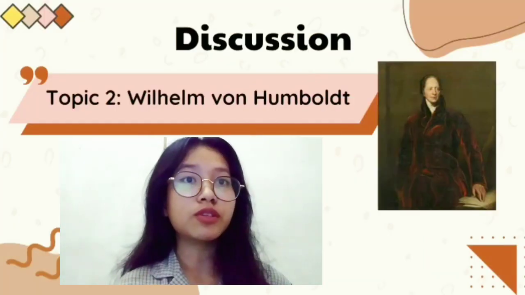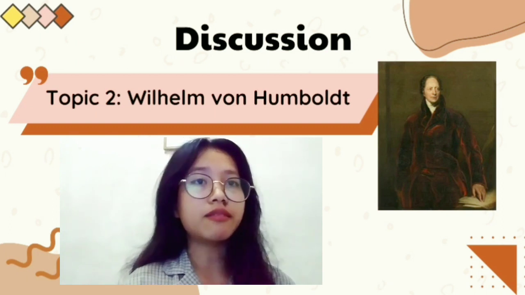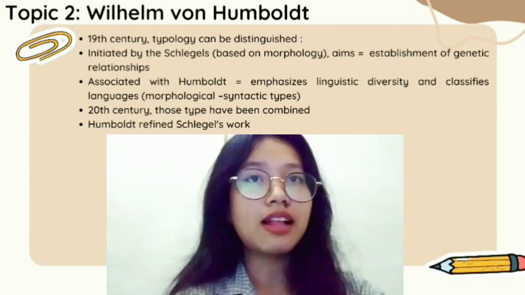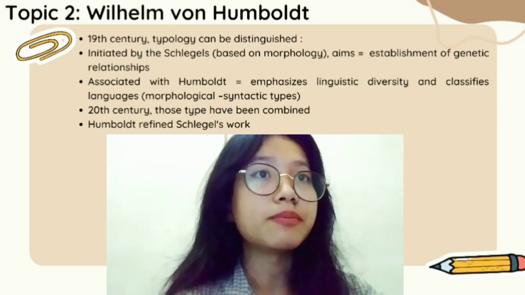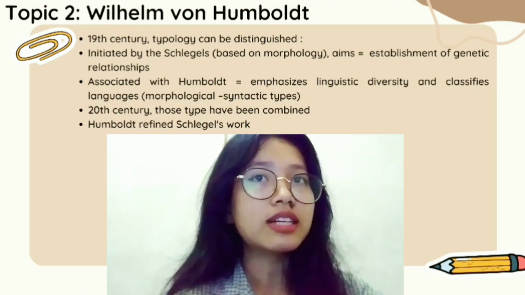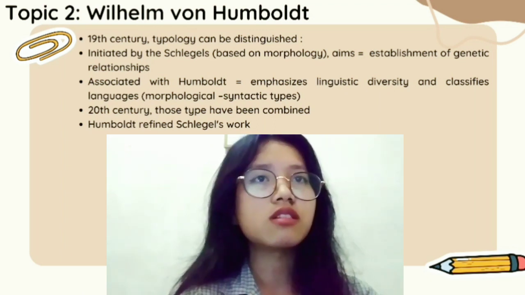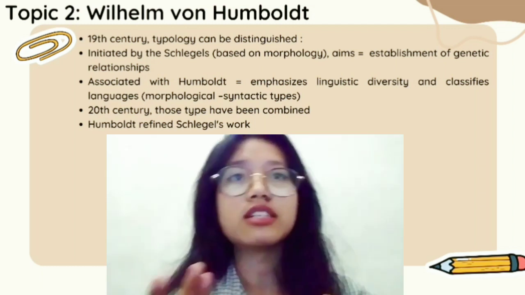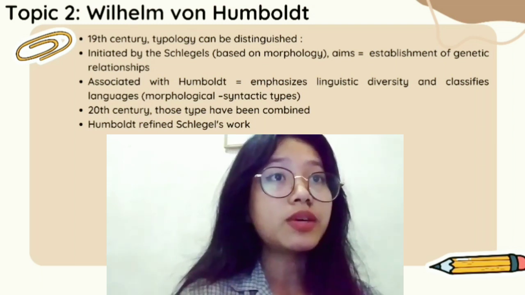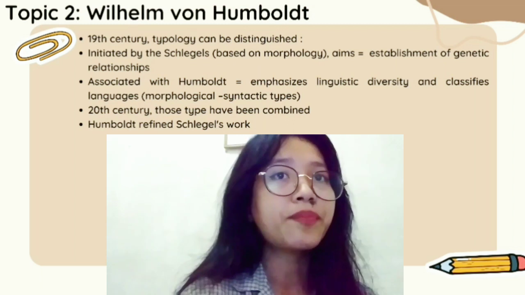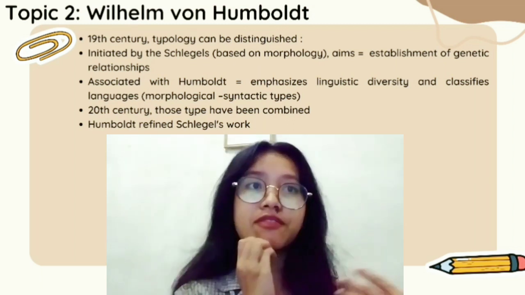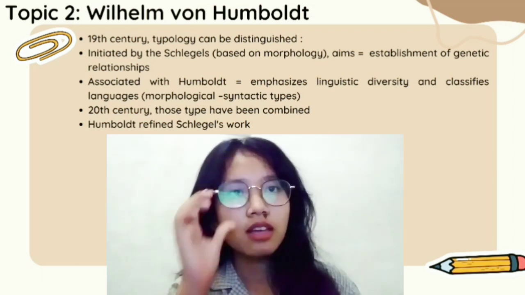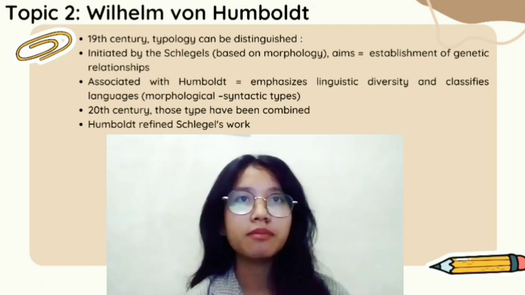And then we move to the second topic from Wilhelm von Humboldt's theory. Essentially, two major lines of tradition in 19th century typology can be distinguished. The one initiated by the Schlegels, almost exclusively based on morphology, which aims at the establishment of genetic relationships. The other, associated with Wilhelm von Humboldt and others, which emphasizes linguistic diversity and classifies languages according to morphological syntactic types.